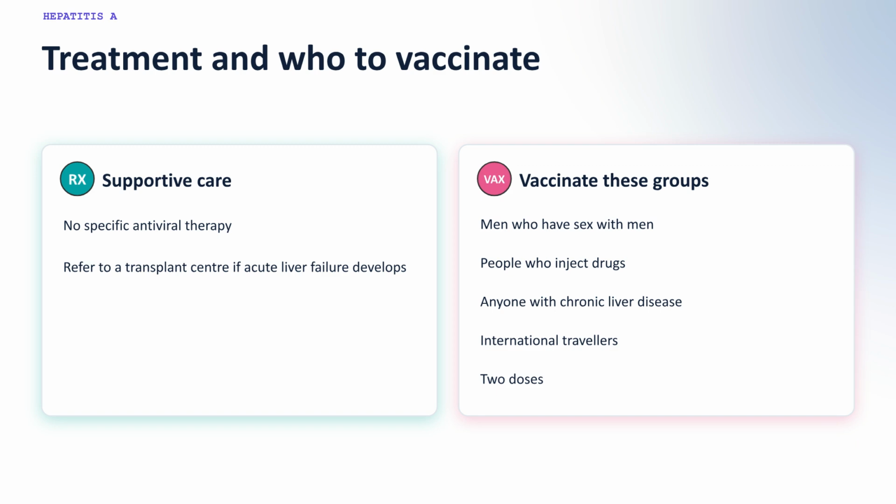Treatment of acute hepatitis A is supportive. There is no specific antiviral therapy. The one thing that changes management is acute liver failure, and that means immediate referral to a liver transplant center. Vaccination is the real intervention.